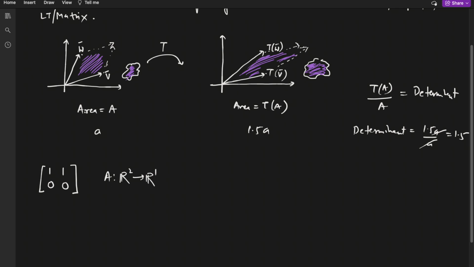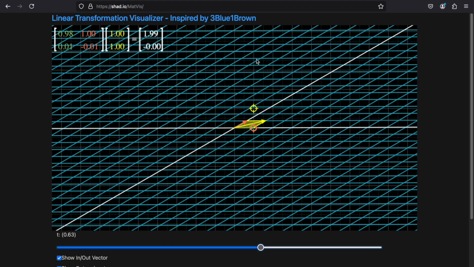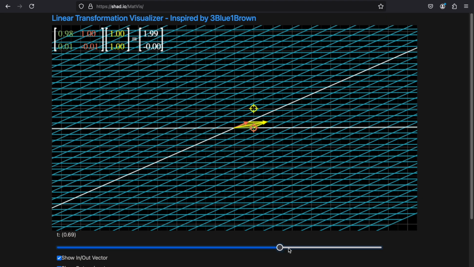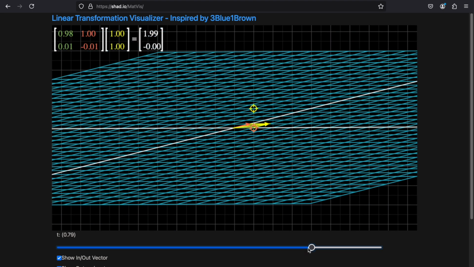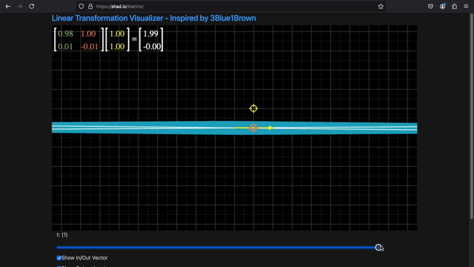This takes vector from 2 dimension to 1 dimension, right? And we are seeing it here. Slowly, this input vector space, which is the R2 space, is getting squashed onto a line, that is the x-axis. See, this blue region is the input vector space, and it is slowly getting squashed onto the line.